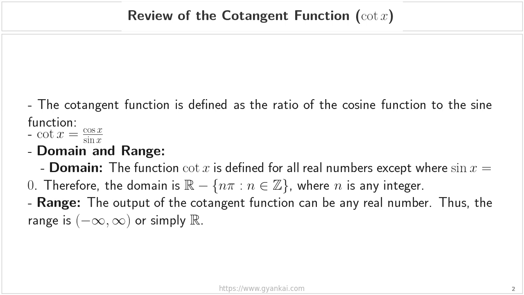As for the range, the output of the cotangent function can be any real number. This means the range extends from negative infinity to positive infinity, or more simply, it is the set of all real numbers. Understanding these properties is essential because, as we will discuss in the next slide, the fact that the function repeats its values across this domain is exactly why we need to apply a restriction to define its inverse.